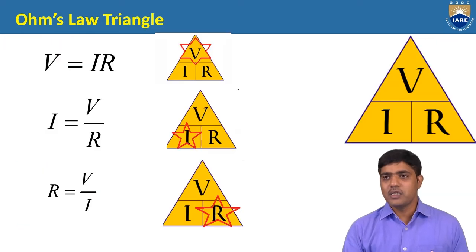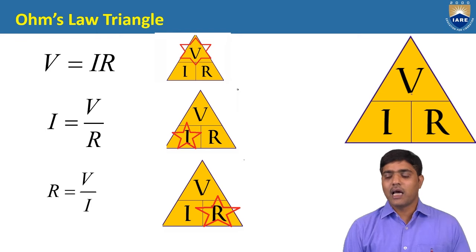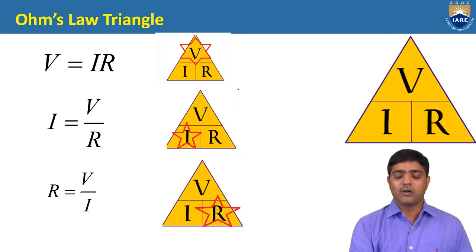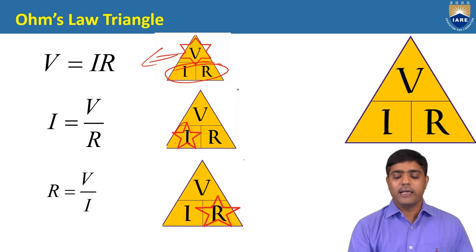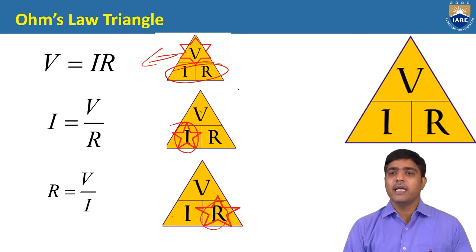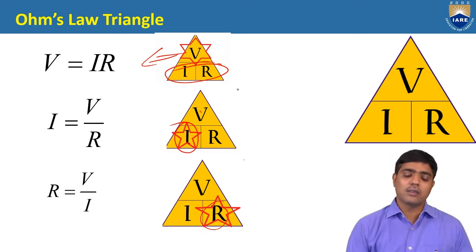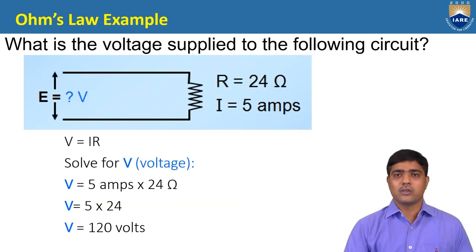How we can utilize it, here you can see. This is the Ohm's law triangle having the voltage, current and resistance. If you want to find the voltage, V equals the product of these two. If you want to find the current, that is V by R. And if you want to find the resistance, that is V by I. Like that you can find the voltage, current or resistance of any given circuit.